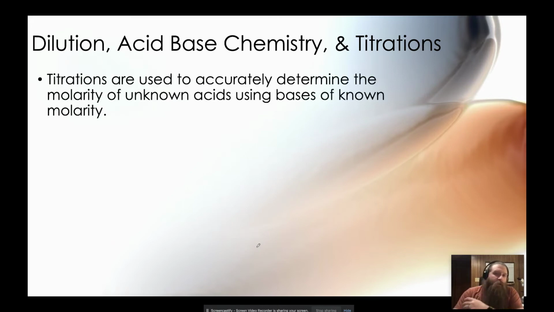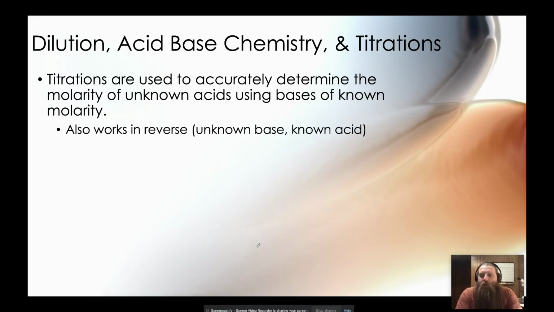Now, there's another tie-in that dilution and molarity brings us to, and that is acid-base chemistry and a titration. Next week, we're going to start acids and bases, and we're going to talk about titrations, but I like to use them kind of as a segue between the two topics. A titration is used to determine the molarity of an unknown acid using bases that we know the molarity of. And obviously, it would also work in reverse, right? An unknown base with a known acid.